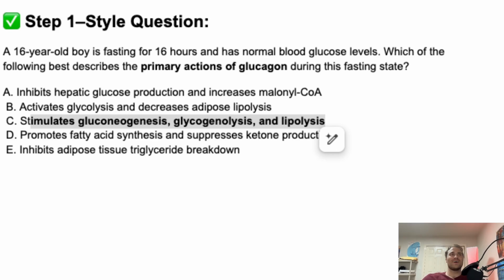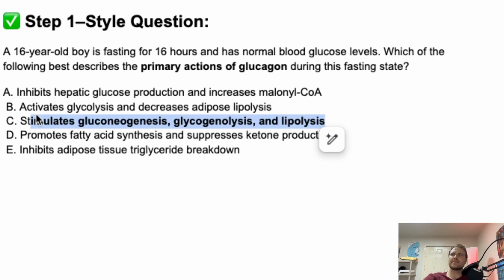Woo! So what you need to know from First Aid about this is that glucagon acts via the Gs protein. So it increases cAMP, and that causes PKA, and you have glycogen breakdown, so that's glycogenolysis. Gluconeogenesis and lipolysis are all increased. Decreased is glycolysis in the liver, and also malonyl-CoA is decreased, and beta oxidation and ketogenesis are increased.